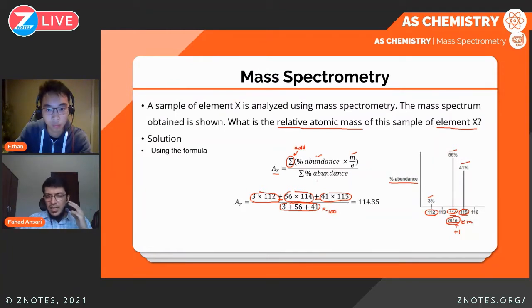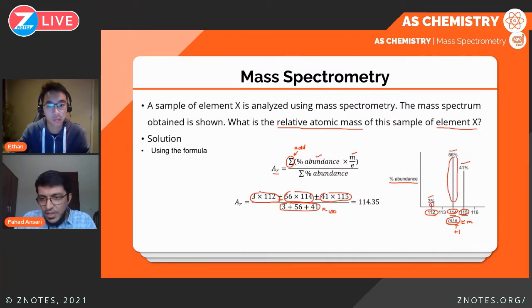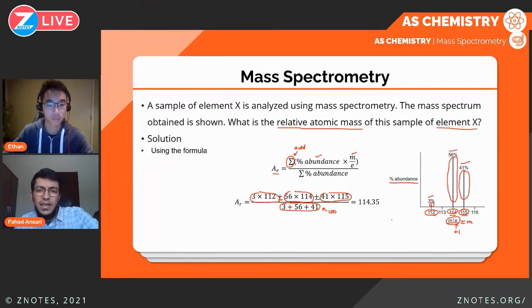But normally, when I teach this topic, I don't write 100 in the denominator for this formula. I write the sum of percent abundances, because some questions come up where the percent abundances do not add up to 100, because sometimes in a mass spectrum you can have peaks. These long bars are called peaks. These peaks may not belong to the same element all the time, and so that's why the percent abundances may not add up to 100 for the peaks belonging to the isotopes of the one element for which we want to find the AR. Once we've done all this calculation, you get 114.35. So this is one of the uses of mass spectrometry: to find the AR of an element.